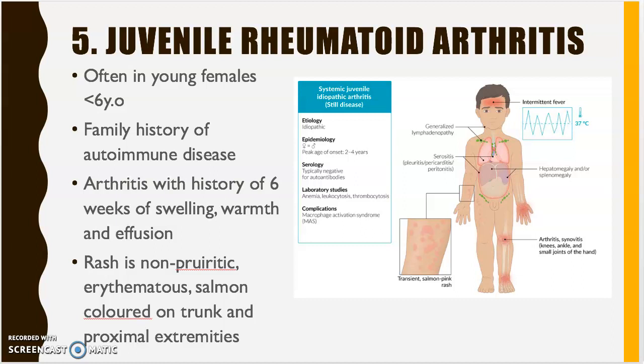Joint pain, swelling, and limited range of movement are common with fever. Morning stiffness is also a common sign, where you have stiff gait in the morning, and limping during gait. The rash in juvenile rheumatoid arthritis is often non-pruritic in nature, an erythematous rash. A salmon-colored rash can be seen on the trunk and proximal extremities.